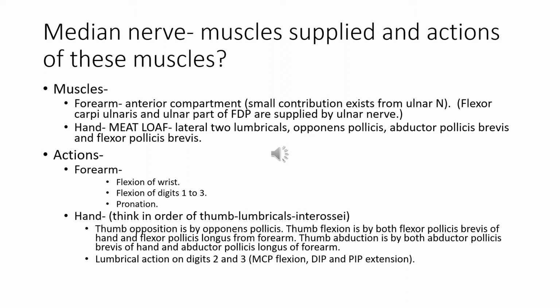Median nerve, muscle supplied and actions of these muscles. Median nerve is a nerve supplying mainly the forearm muscles of the anterior compartment of the forearm. And just like musculocutaneous nerve is for the arm and ulnar nerve is for the hand. Now, for the forearm muscles, there is a small contribution from the ulnar nerve also, but mainly the anterior compartment is all supplied by the median nerve.